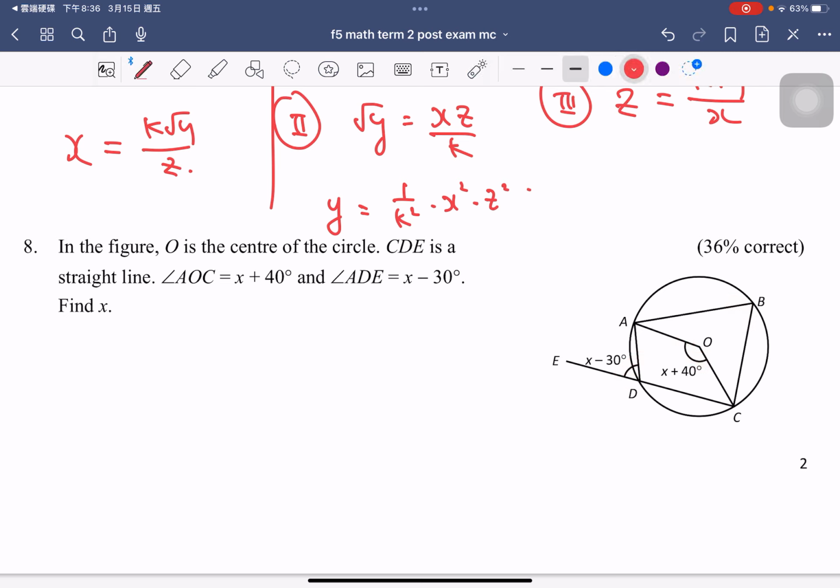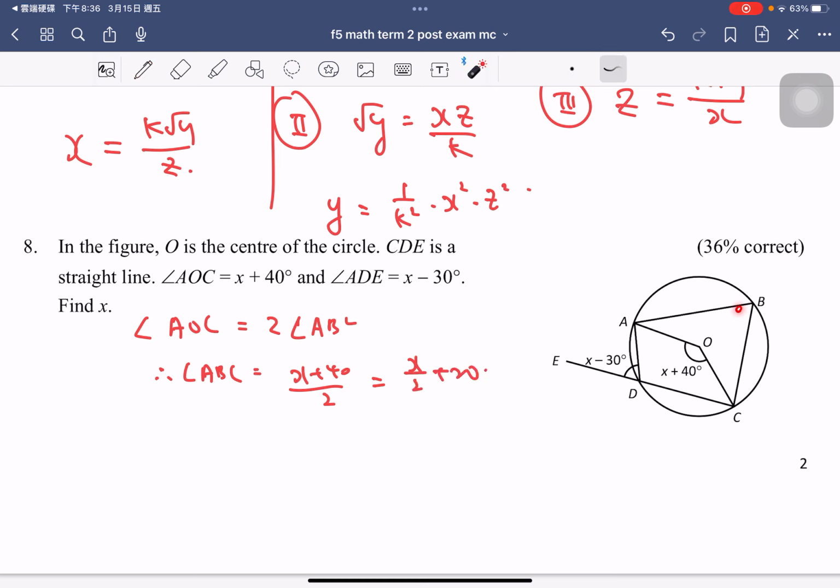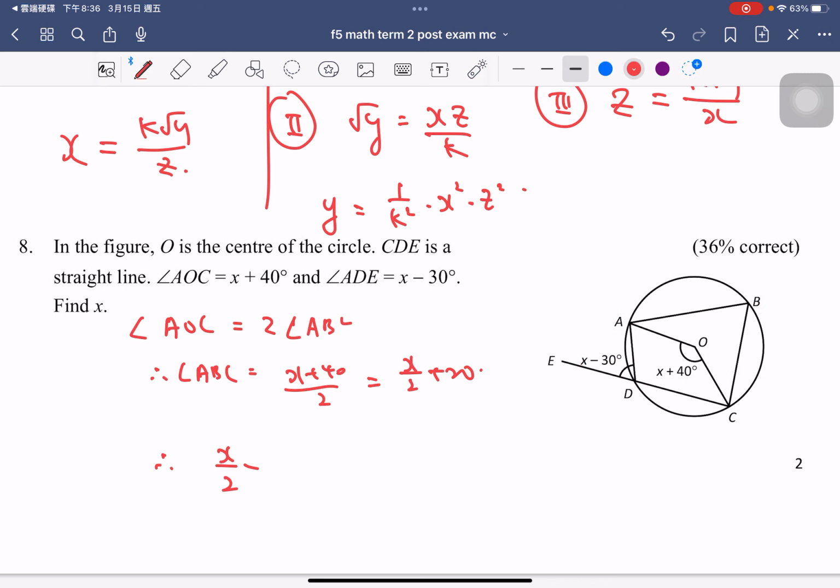So now we can say that the angle of AOC is equal to double the angle of ABC. So the angle of ABC is just equal to x plus 40 divided by 2, giving you x divided by 2 plus 20. So now I got this angle. This is actually the exterior angle of the quadrilateral. So these two angles should be the same. So now we can say x over 2 plus 20 equals x minus 30.